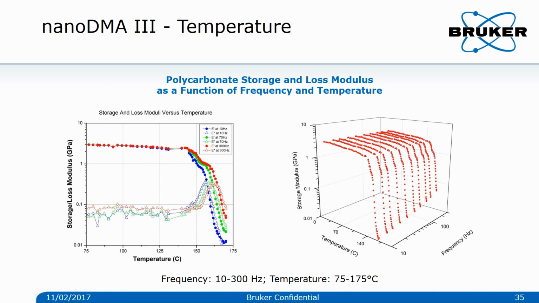In a nanoDMA experiment, the frequency domain and the temperature domain is exchangeable to some extent. This is shown on a polycarbonate sample by measuring storage and loss modulus as a function of both frequency and temperature.